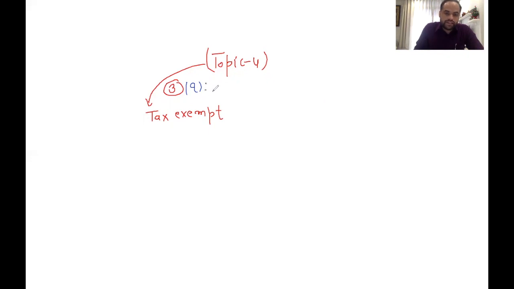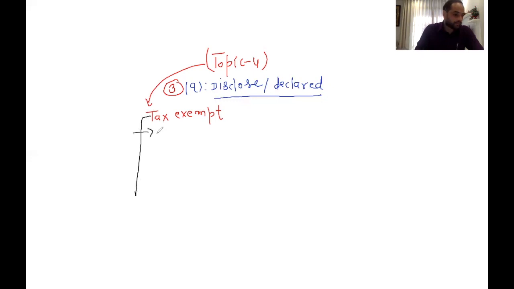So I would say that disclose. So you are required to declare, disclose or declare. So these kinds of goods and services are declared. Now we start. What kind of things are these?